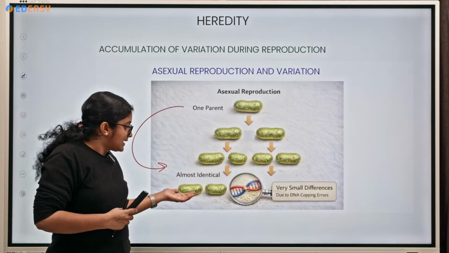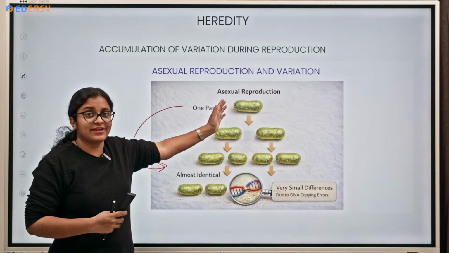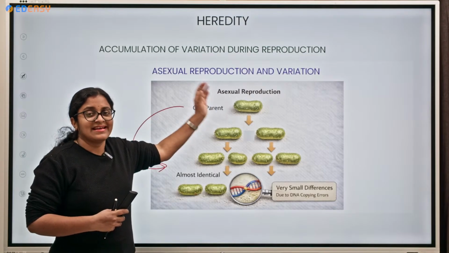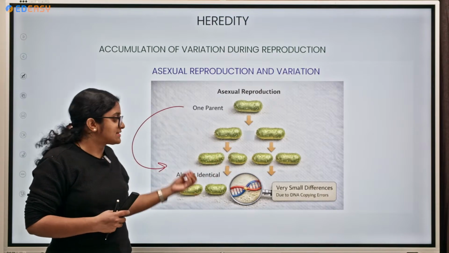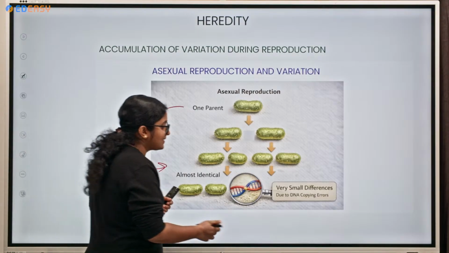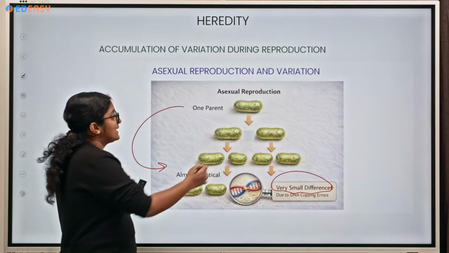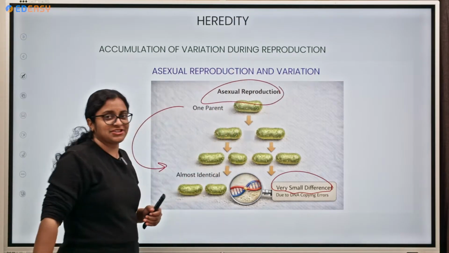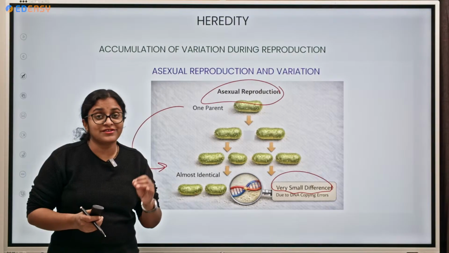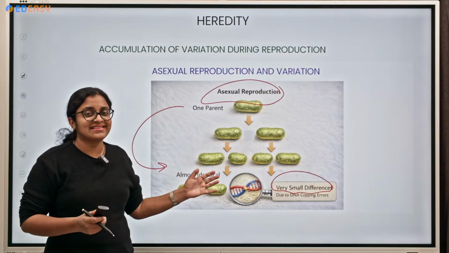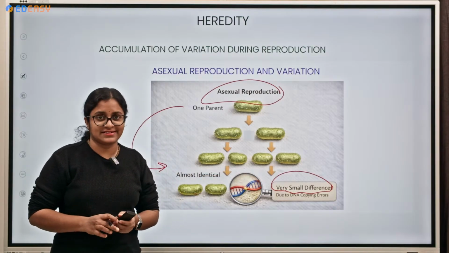We can find that the offsprings produced after many generations are almost identical to the parent ancestor. But sometimes what happens is, because of DNA copying errors, there might be the chance of occurrence of very small differences, even if it is asexual reproduction. Okay, got it? Even though it is asexual reproduction, because of DNA copying errors, there is a chance for the occurrence of differences, but very small differences.